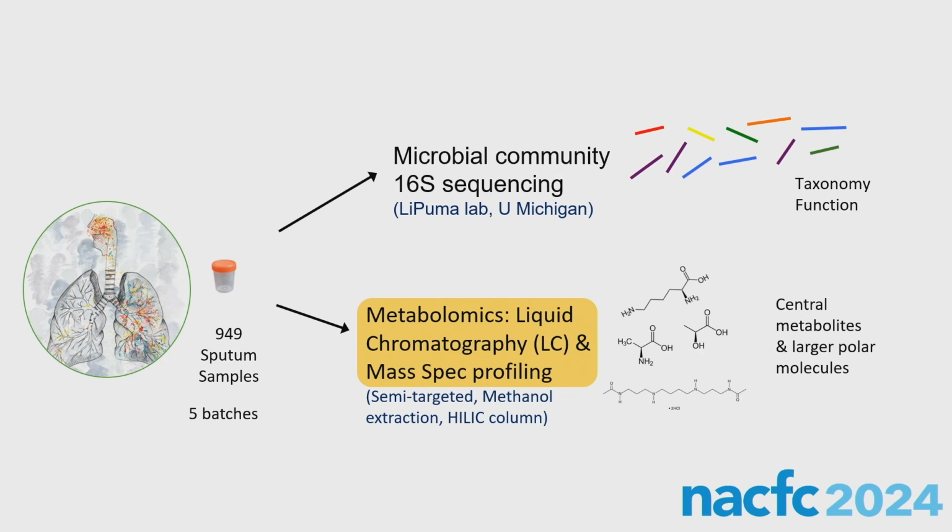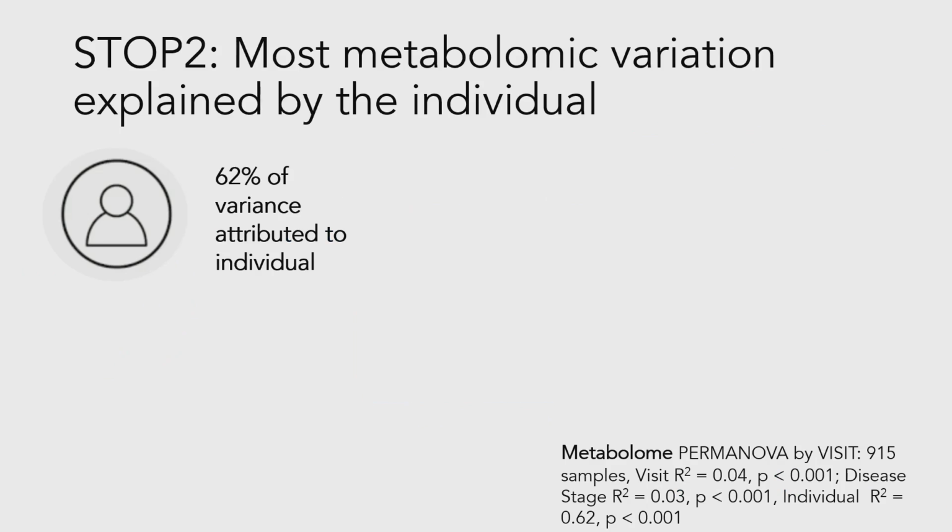Now I would like to get into the metabolomics. We used a semi-targeted approach, with a methanol extraction and a HILIC column, which gives you the best of both worlds: some central metabolites and smaller molecules and also some larger polar molecules. So when you're choosing between GC-MS and LC-MS and you can't decide, I vote for the HILIC column because you can often capture a broad diversity of metabolites this way.